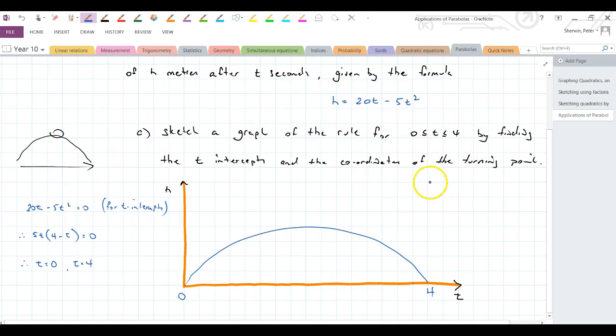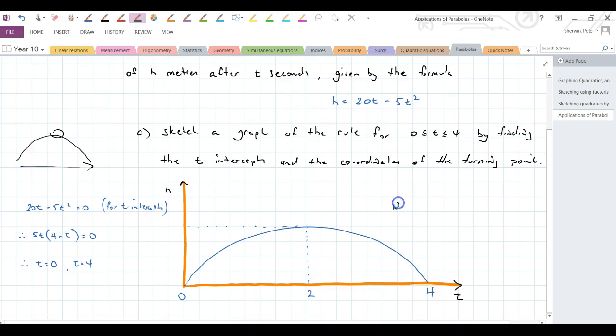Coordinates of the turning point. I haven't got that yet. How do we get the coordinates of the turning point? Right, we go halfway between the t-intercepts. So it's always halfway. That's our axis of symmetry, because these are symmetrical things. So we'll drop it down there. That's 2. So what's that value of h going to be? Remember, this is not to scale, so don't bother counting squares here. But we can put 2 in for t into this equation to find out what our turning point is. So I'm going to do that piece of work over here.